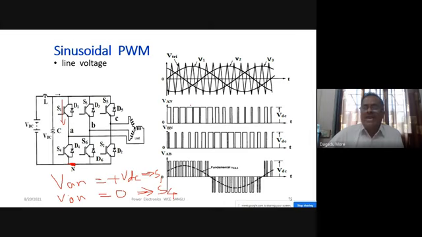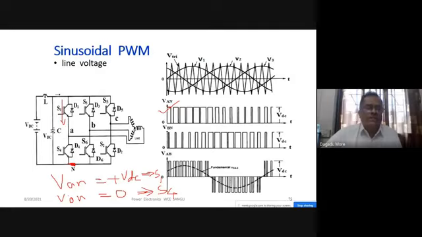So this is our VAN. When S1 is on, it is a positive value, plus VDC. When S4 is on, it will be 0. So for this we are getting the switching signals of S1 and S4, and based on that we can get this output voltage waveform VAN.